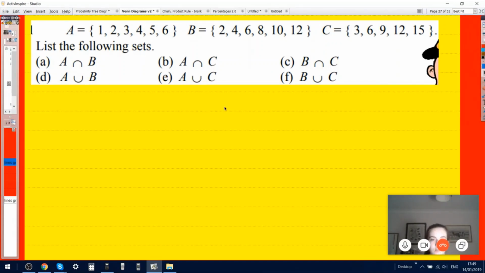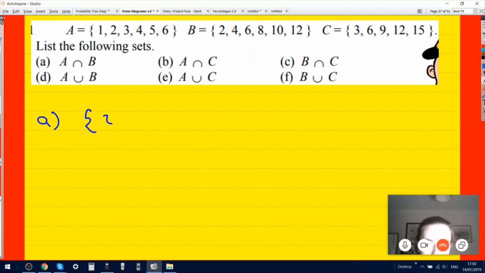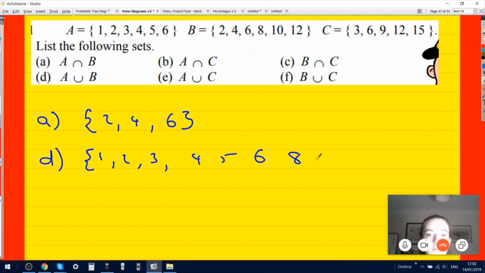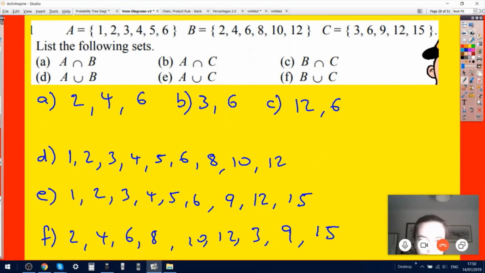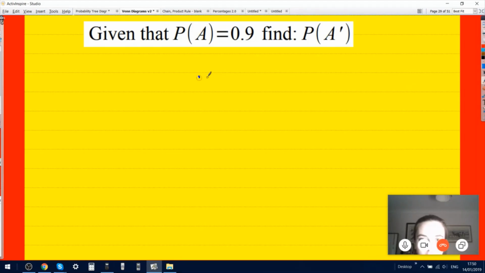Okay, so this one, list the set part A. Two. Yeah. 4. And 6. And skip to part D. 1, 2, 3, 4, 5, 6, 8, 10, 12. Yes, well done. So you just don't do the same ones twice. Okay, what is this? 0.1. Yes.